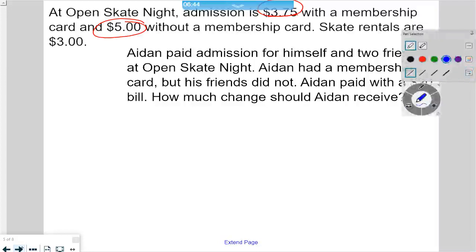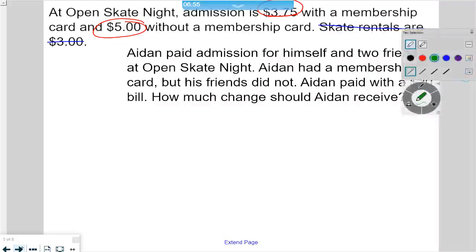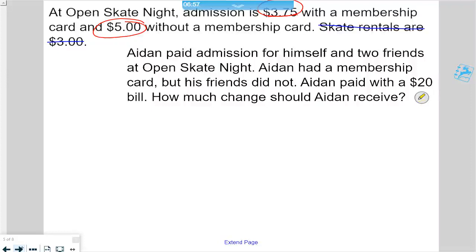The blue, eliminate. We don't need to know about skate rentals. We're going to get rid of that. So, we are going to see if Aiden paid with a $20 bill, how much change will he receive?